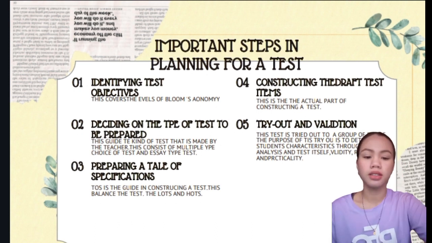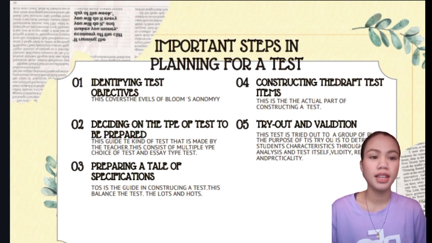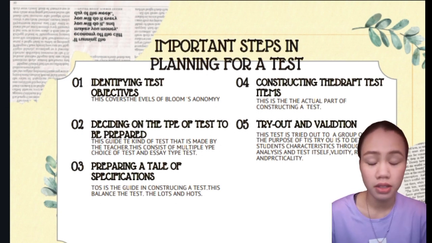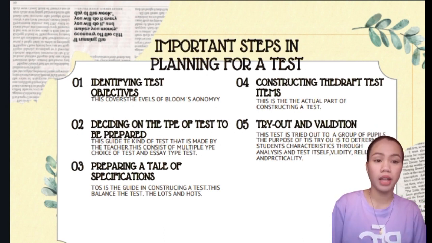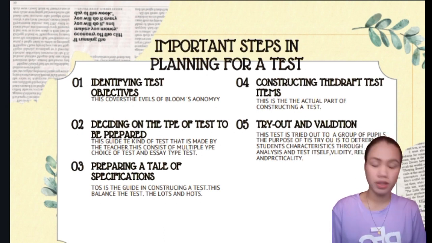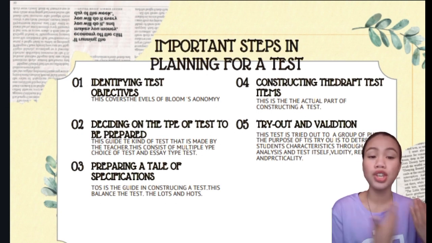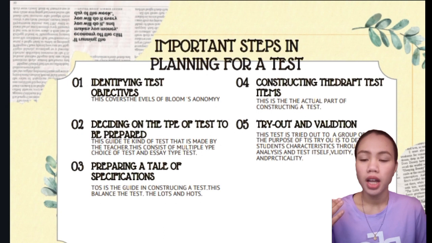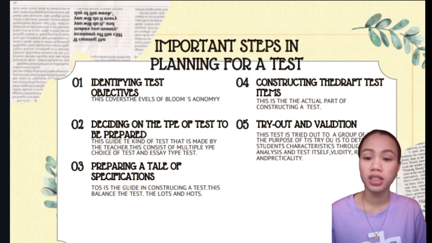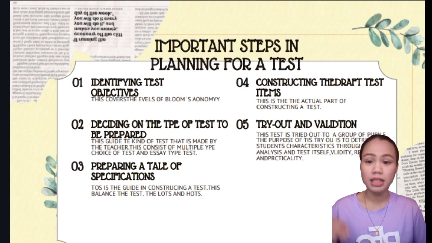The third important step of planning for a test is preparing a table of specification, or the TOS. Earlier, we defined what a TOS is. Again, a table of specification is a test map or chart that guides the teacher in constructing a test. The TOS is the guide in constructing a test that balances the LOTS and HOTS.